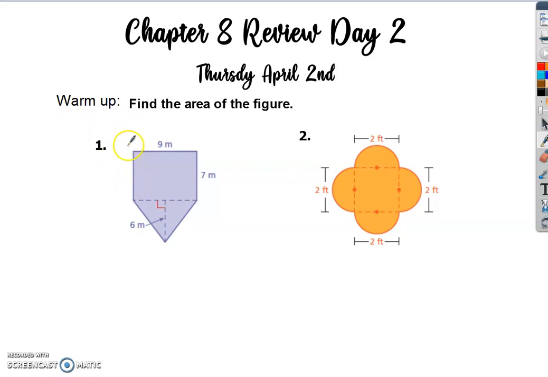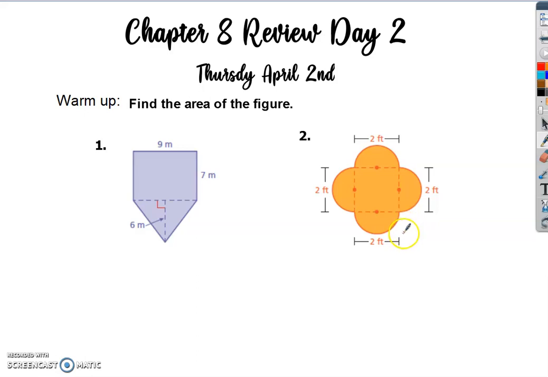This is the warm-up, so it says find the area of the figure. These are both composite shapes. You've seen both of these shapes before in previous lessons, so feel free to look back, try again, see if you can do them. Pause the video, practice, and I'll be back to review.